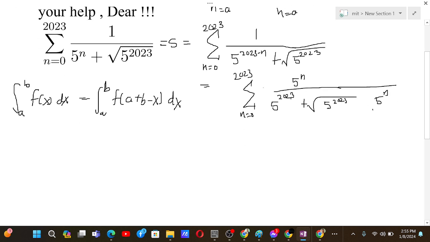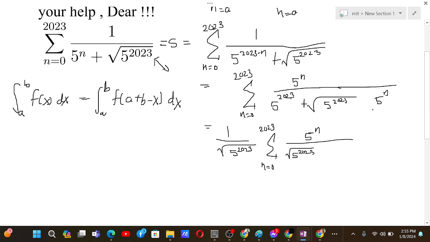Now the next thing is we can try to make the denominator the same as the one in the question, because that will help us. You will see how that helps. So we will make the denominator the same as in the question by taking square root of 5 to the power 2023 common. If we take that as common, we will have 5 to the power n by square root of 5 to the power 2023 plus 5 to the power n.